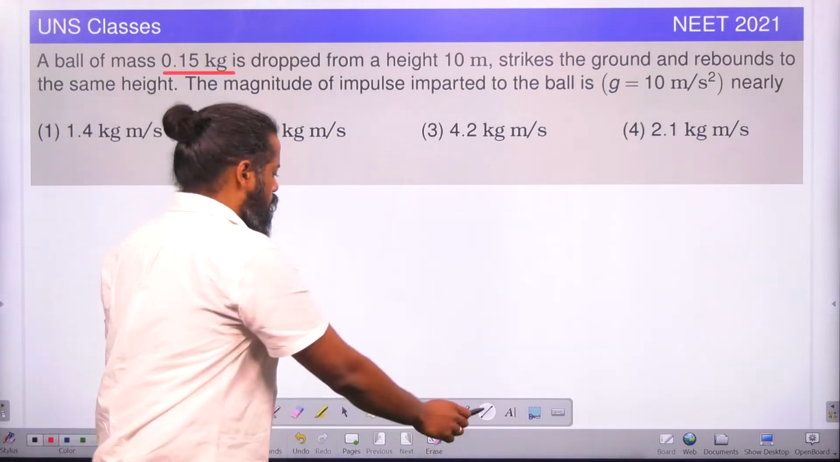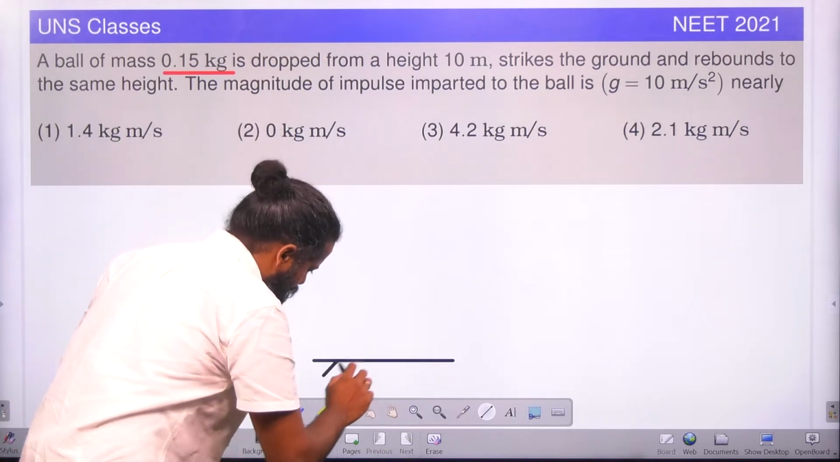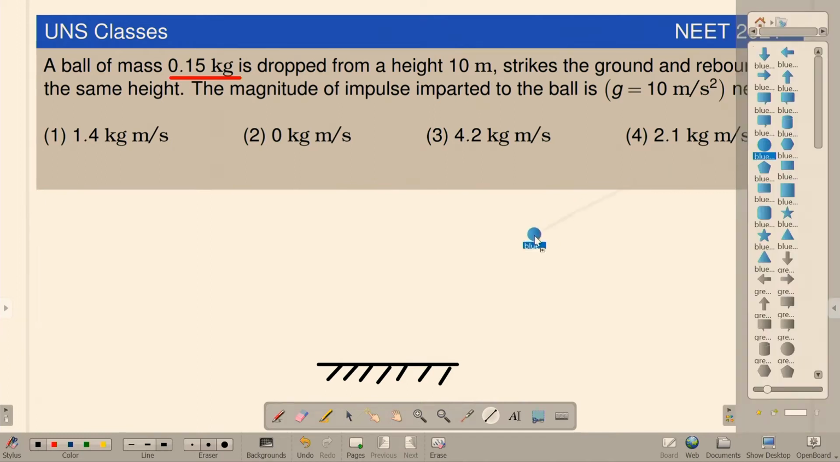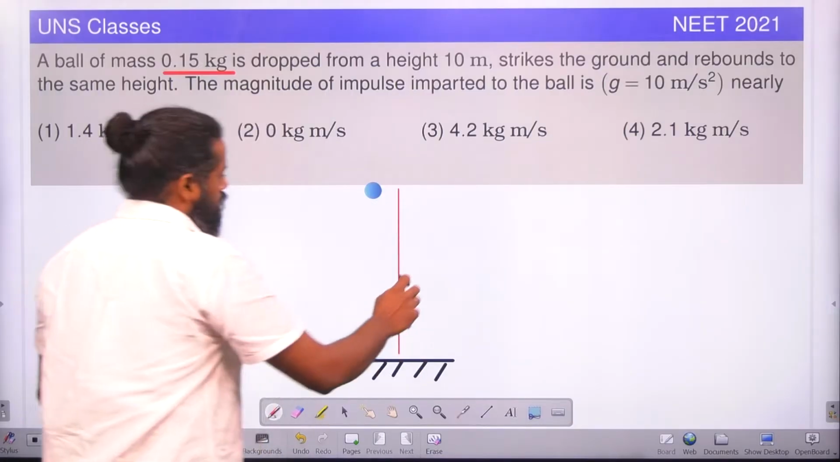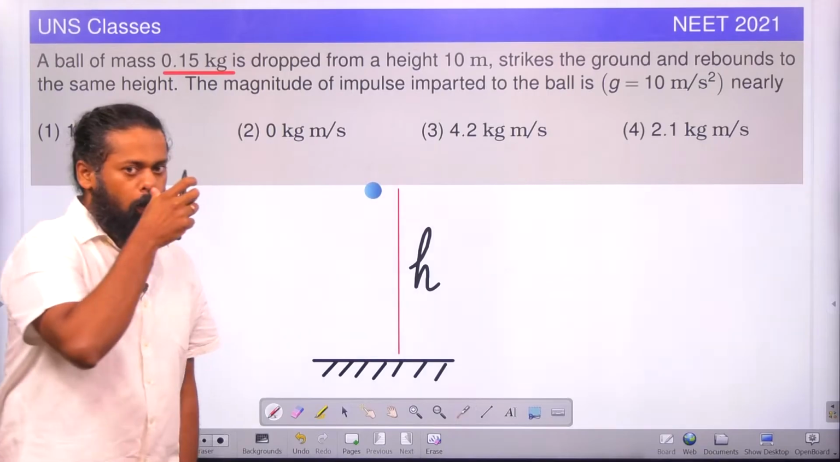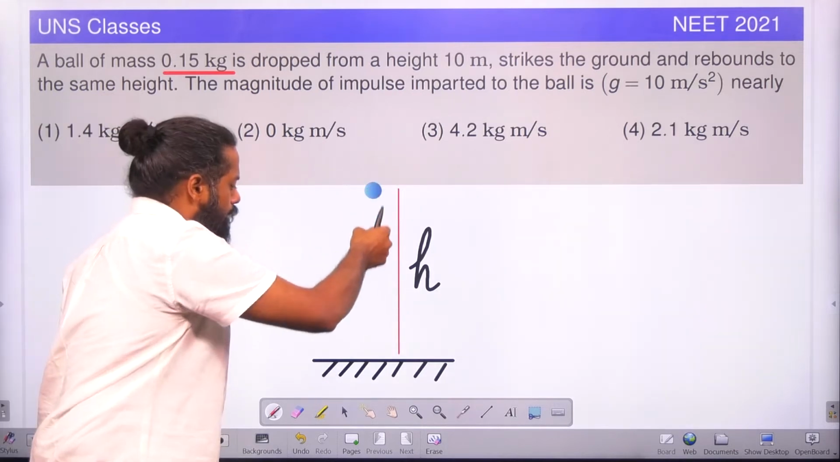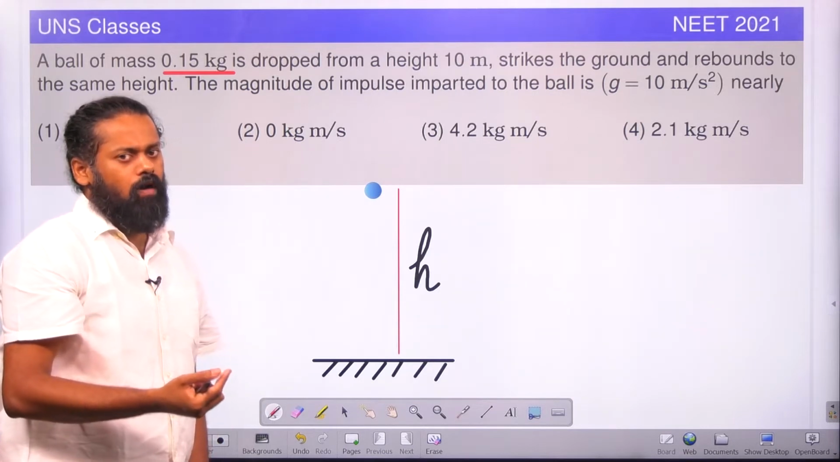First of all, we have to understand the situation. Assume that you have a floor here, and to the floor, a ball is falling from a height h. This height is h. Now, when a ball free falls, just before hitting the ground, we can find out the velocity. How to find that?